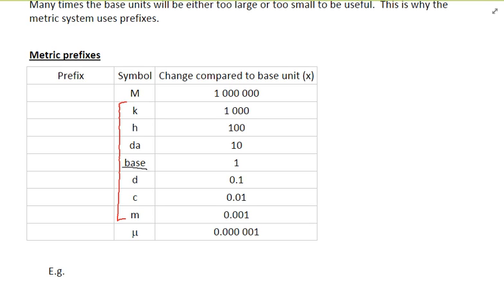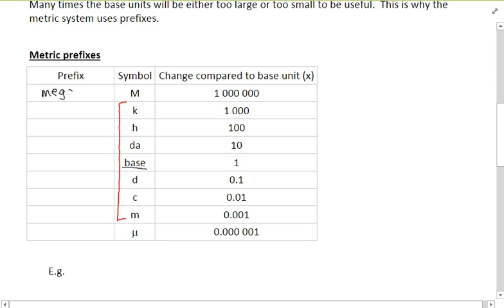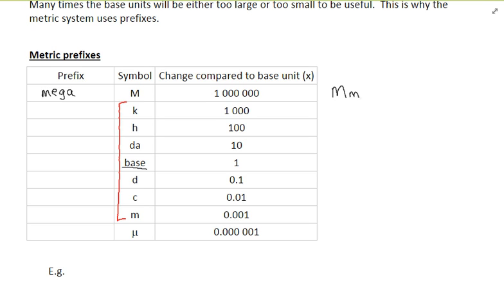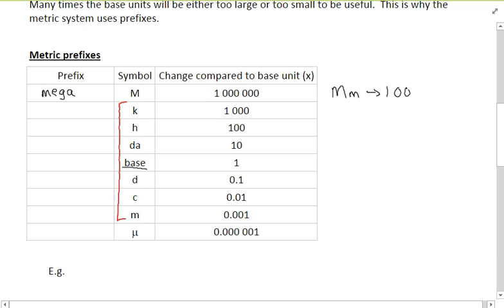So the big M, what we're really talking about is mega. The big M is a prefix for mega, and that really means you've got 1,000,000 times more than whatever the base unit was. So if I had a mega, capital M, and a little m, which stood for meters, that really means I actually have 1,000,000 meters.